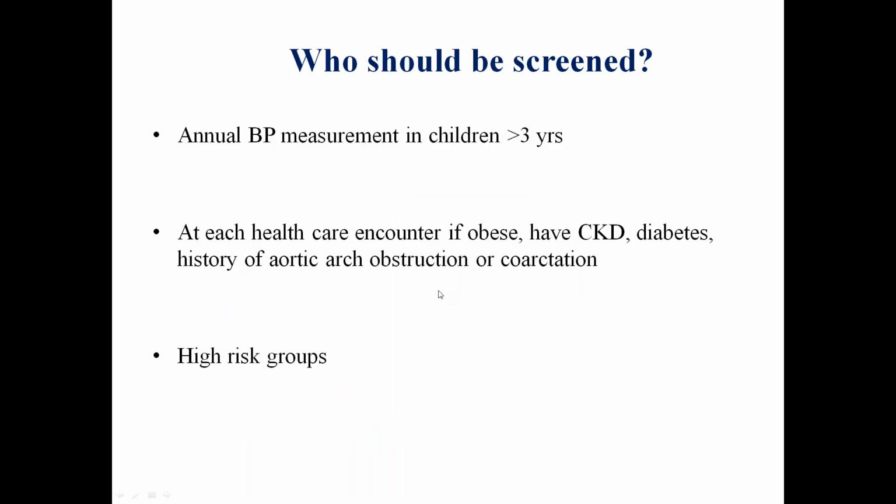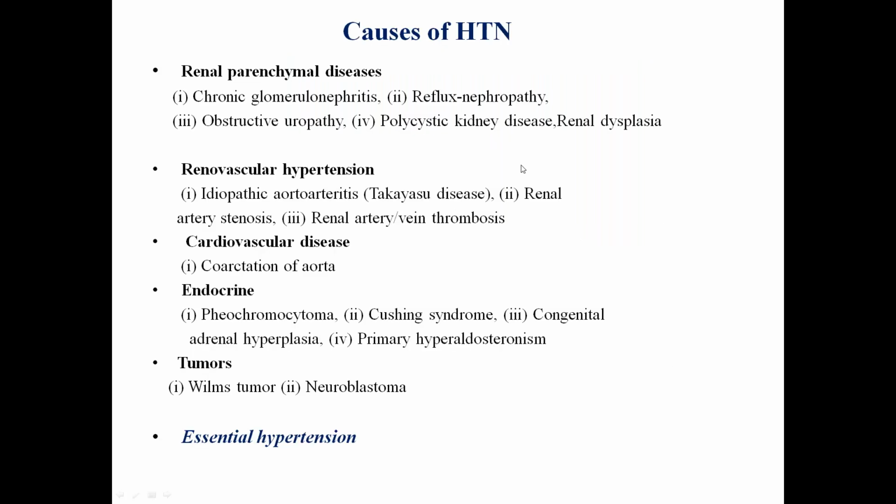So who should be screened for hypertension? The Indian Academy of Pediatrics recommends that all children beyond the age of 3 years should have annual BP measurements. And it should be done at each healthcare encounter if the child is obese, has an underlying chronic kidney disease or diabetes, or has any underlying heart disease. And in high risk groups, that is babies that were born preterm and stayed in the nursery, had an underlying heart surgery, or have underlying acyanotic or cyanotic CHD.